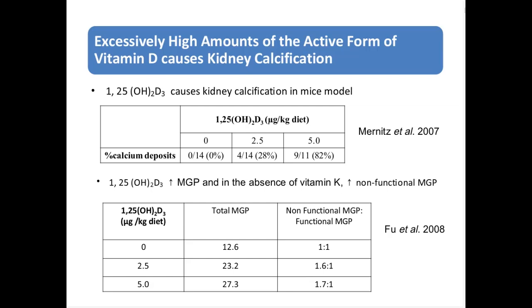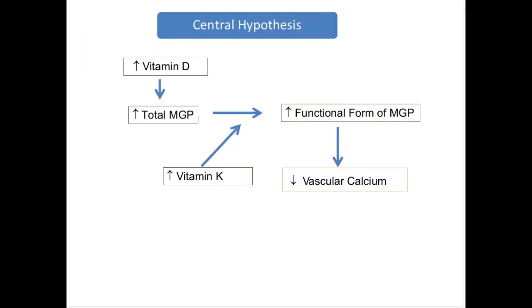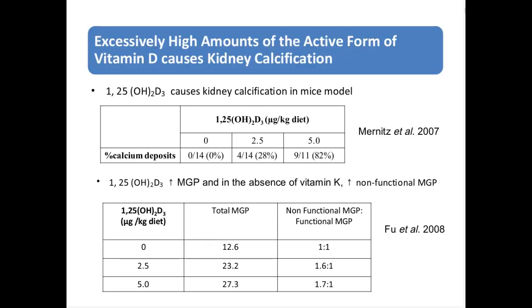So this active form of vitamin D in this mouse model causes kidney calcification. Now I want you to just recognize that these are extraordinarily high amounts of the active form of vitamin D. They're excessively high. Now what happens is, if you remember our model, more vitamin D produces more matrix GLA protein, and you need more vitamin K to make it functional. In this study, we didn't add any more vitamin K, so the vitamin D increased the matrix GLA protein, but it didn't have more vitamin K, so the matrix GLA protein that was increasing was not functional.